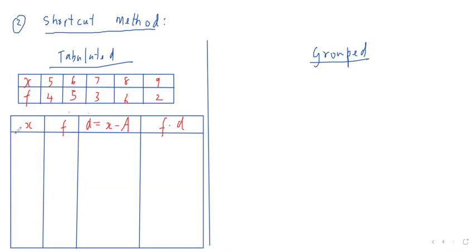So write the data down as is. X is 5, 6, 7, 8 and 9. Frequency is 4, 5, 3, 6, and 2. Okay.